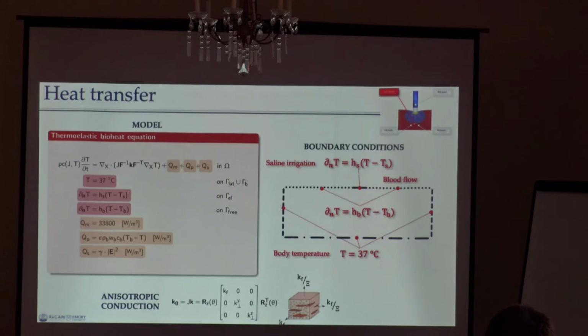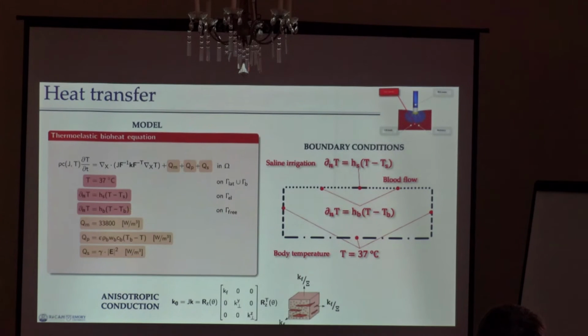Now, from the heat transfer point of view, again, boundary conditions are very critical. The internal surface is assumed to be 37 degrees as the other two, while the endocardium is wet by the blood. There is blood going on, so convective boundary conditions have to be used. And also at the electrode surface, there is a saline solution that is released by the electrode itself in order to have a local cooling down. So another convective boundary condition is necessary. I'm going to show you how important these two boundary conditions are.